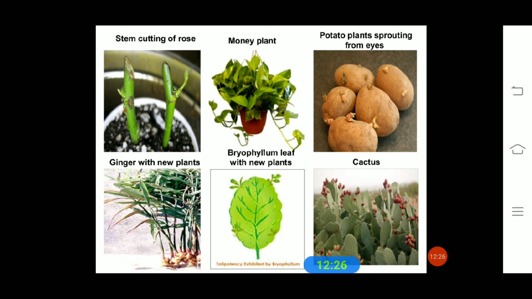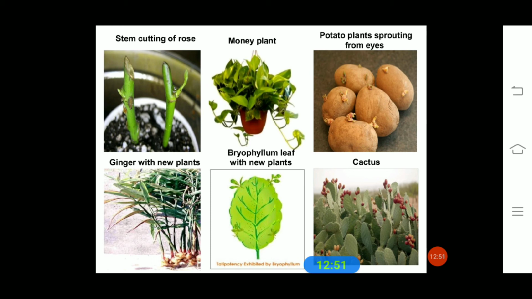Okay, so here is bryophyllum, students. Here observe the leaf of this bryophyllum, it has new plants growing on it. So when these leaves dry and fall on the earth, and when these are planted in the soil, we can get a new plant. Here is another example: cactus is another example for the leaves.